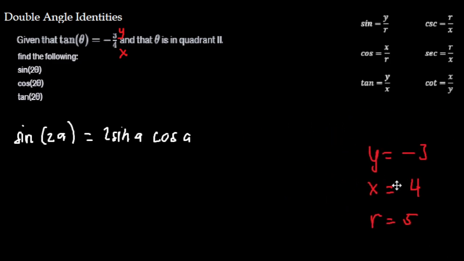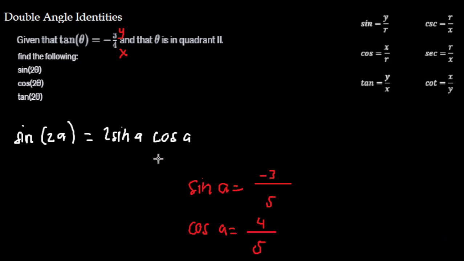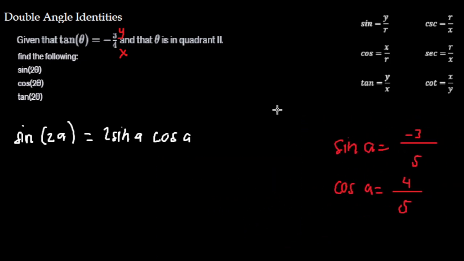Now, since we already have the values of x, y, and r, we can now find the value of sine and cosine. Since r is equal to 5, we can just write sine of a is equal to y. Our y is negative 3, and our r is equal to 5. And our cosine will be equal to x, which is 4, over r, which is 5. Now, these are our values for the sine and cosine.